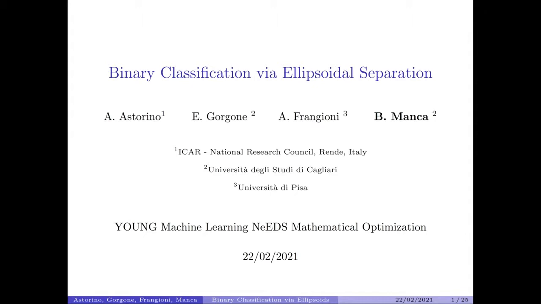Okay, so I'm Benedetto Manca from the University of Cagliari, and thanks for the introduction and for inviting me to this seminar. So today I will talk about joint work with Annabella Storino, Enrico Gorgone, and Antonio Frangioni about binary classification via ellipsoidal separation. I will introduce two different definitions of ellipsoidal separation, and then I will define two binary classifiers based on those definitions. So I'll start with the first one.